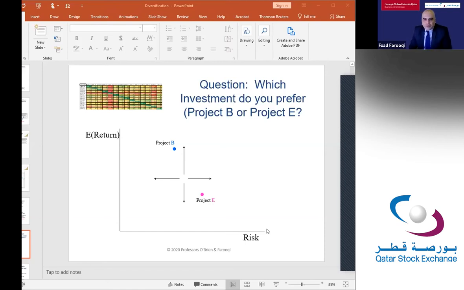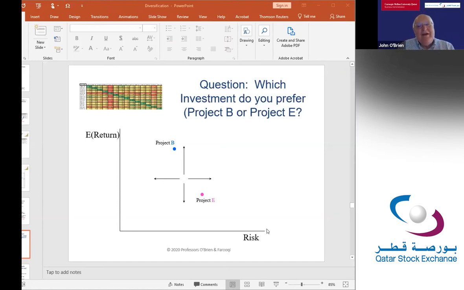John, I think we're at a point where, definitely, it's one way. 88% of the people prefer Project B, and 12% Project E. Roughly 90% and 10%. Project E is attractive to risk lovers, especially if you're really risk loving, because it's got a lot more risk.